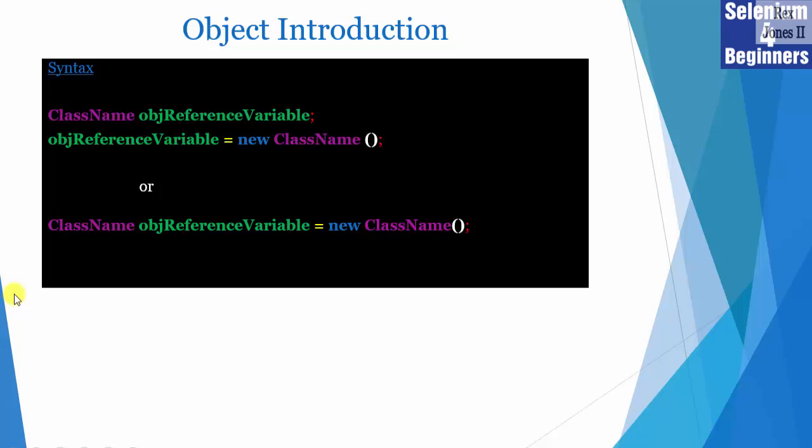Notice there are two class names in both syntaxes. The first class name helps declare a reference to the object, while the second class name assists with allocating the new object.